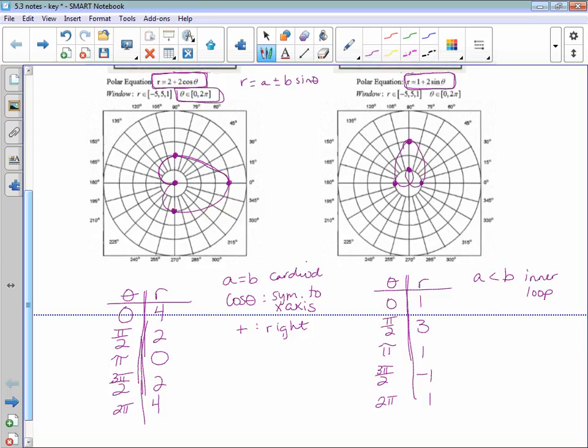Radians. R equals 1 plus 2 sine. When you go to your y equals, it's not going to say y equals anymore if you've changed your mode. Polar. See it? Polar, yes. Anyone not seeing it on their calculator?